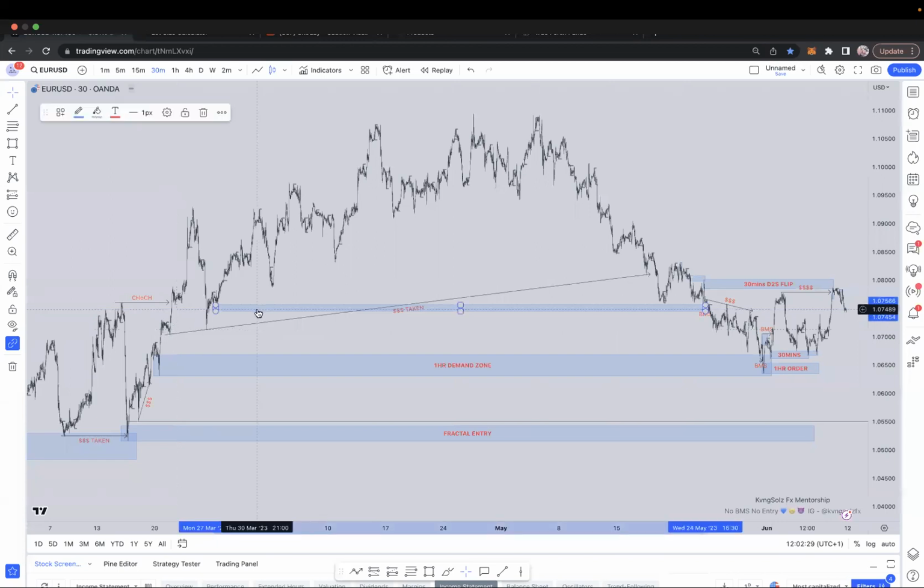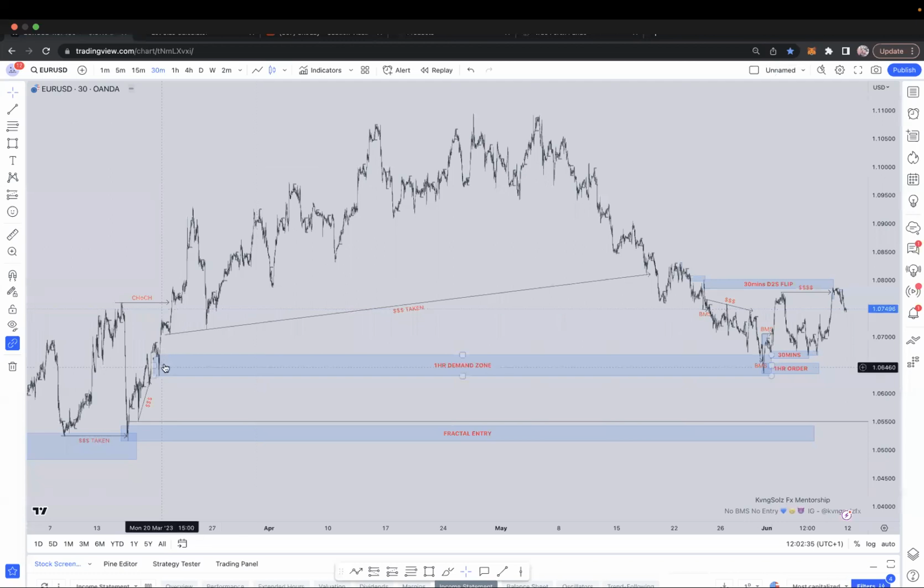Let me take out this one. I don't know why it's there. But then I have this one here, this one that is unmitigated. These ones are mitigated on the 1 hour. This one here is just a fractal zone that I see. So if price still sells down to this point, I may still want to buy from here. That's the only thing I'll do.